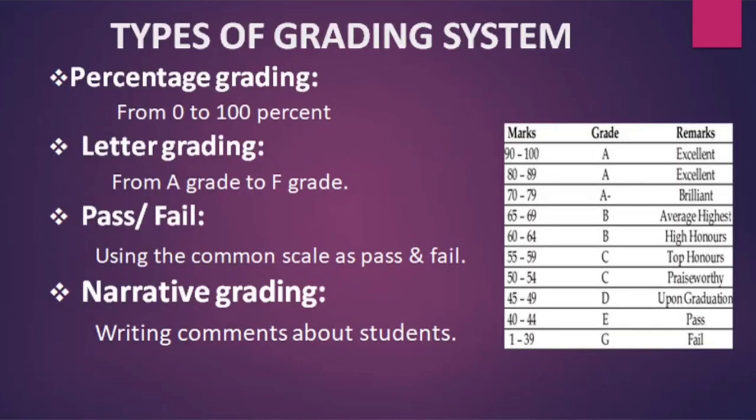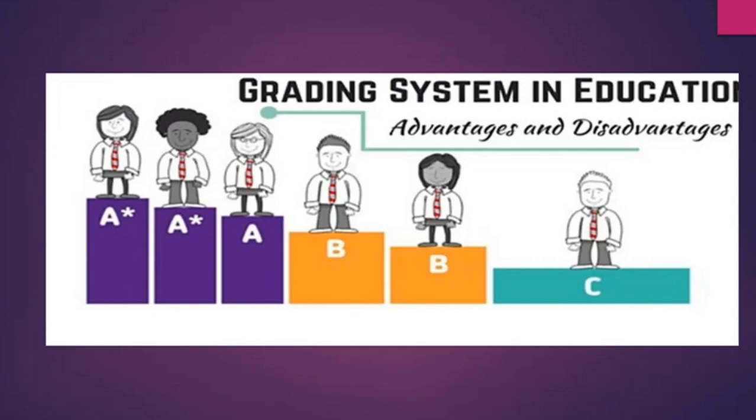Types of grading system. We have percentage grading from 0 to 100%, letter grading from A to F, pass or fail, and narrative grading, or writing comments about the students. As you can see on the right side, we have the marks of 1 to 39 with a grade of G, which is equivalent to fail. We have 40 to 44 with the grade of A, equivalent to pass. So we have 90 to 100 that will be graded as letter A, and the equivalent of this is excellent. So let's proceed to the advantages and disadvantages.